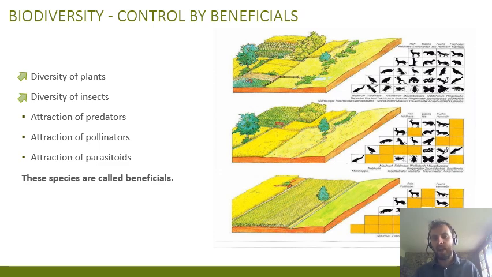And of course, with a diverse community of insects, you will have a lot of pollinators, so you will not have issues with pollinating your crops. All of these three types of insects are called beneficials because they are insects that help us in one way or the other on our farm.